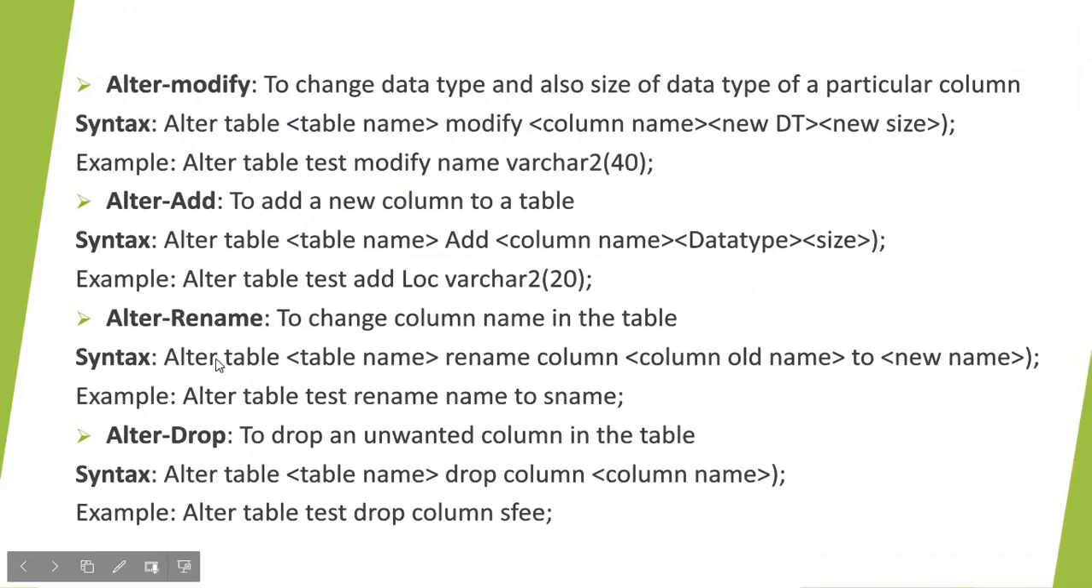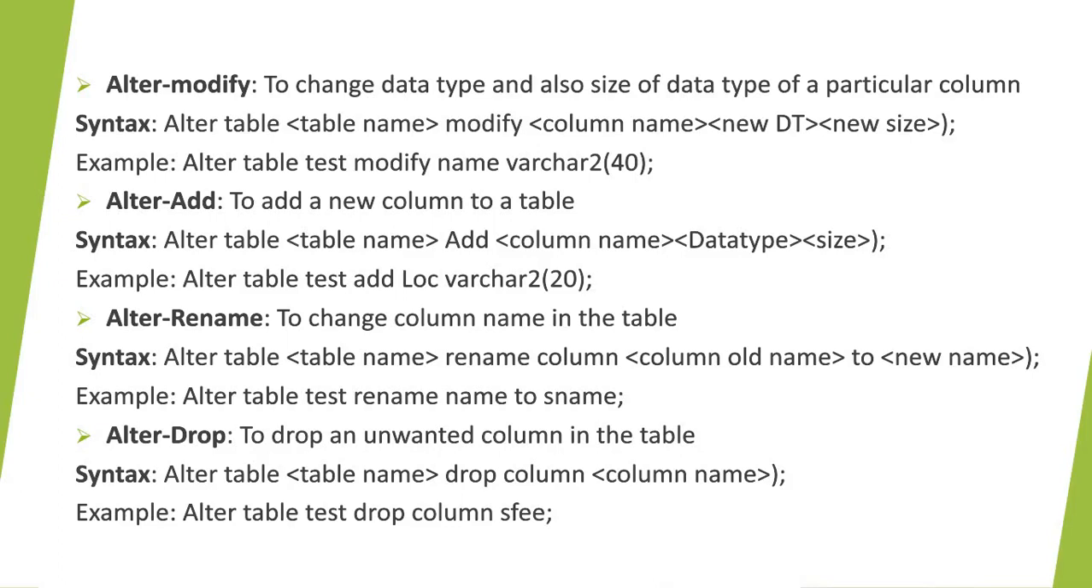alter rename. We use this alter rename command to change a column name in the table. If you want to change any column name in a particular table, we use this alter rename command. See how the syntax will be. Alter table, table name. In which table you want to change any column name, you need to mention the table name here. And rename column. As we are changing the name of a column, we are giving this keyword column, and the column old name, then to new name. Which name you want to give, that new name.